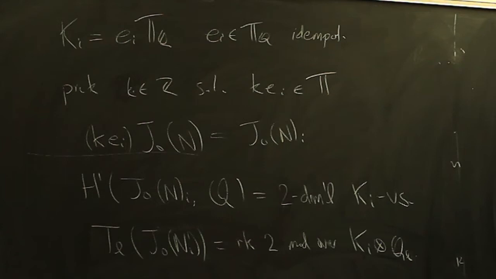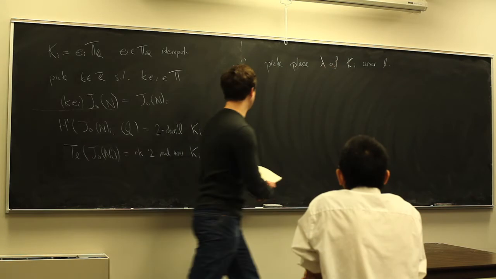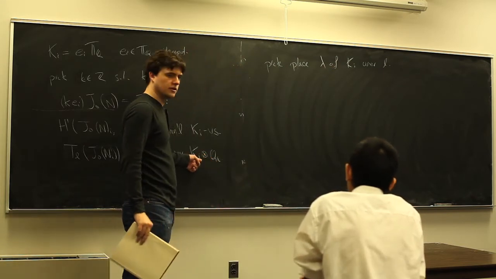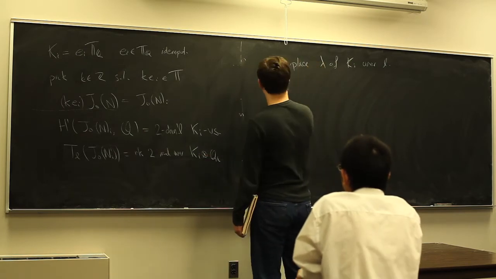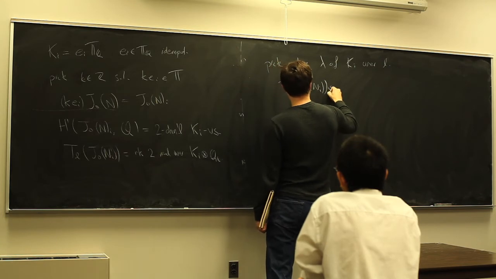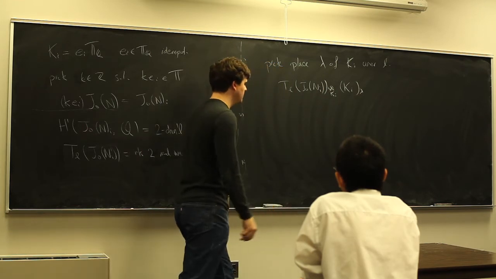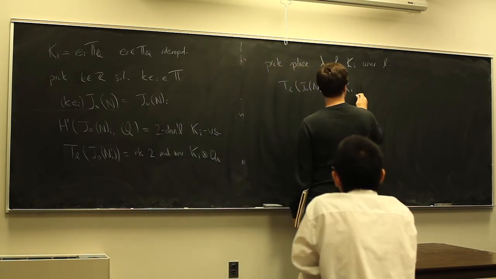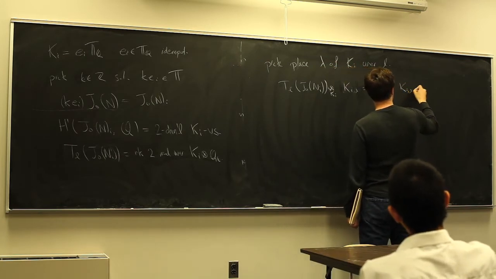If I pick some place lambda of Ki over L, that's the same thing as picking a field occurring in this decomposition, then I can look at this T_l of J_0(N) tensored over Ki with this completion, the completion of this field at lambda. Maybe I'll call that K_i lambda. And this is a two-dimensional K_i lambda vector space.